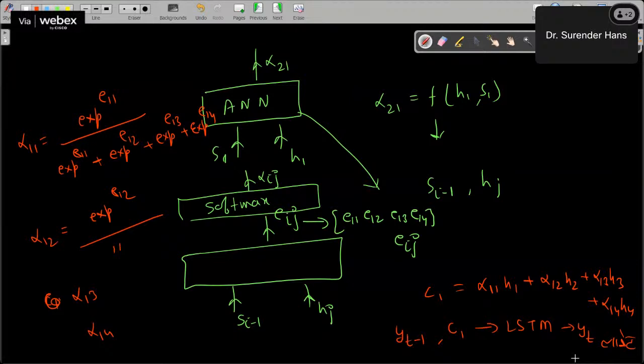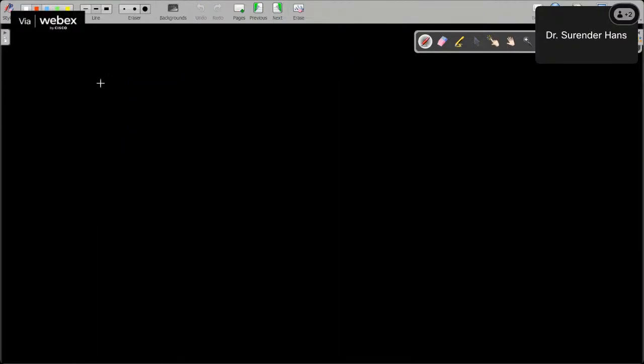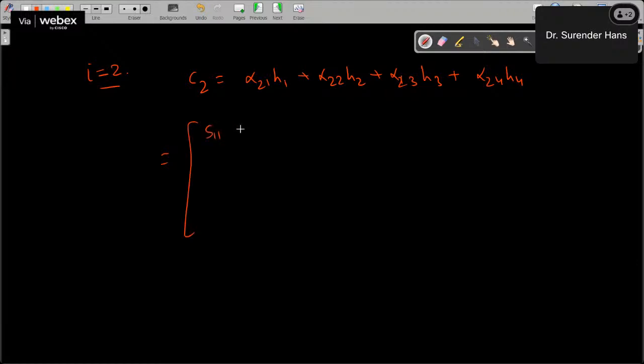Okay, so this is all about I equal to 1. Now at I equal to 2, we have to calculate C2, and C2 will be alpha 21 H1 plus alpha 22 H2 plus alpha 23 H3 plus alpha 24 H4. And here the matrix will be S11, S12, S13, and S14, H11, H12, H13, and H14.